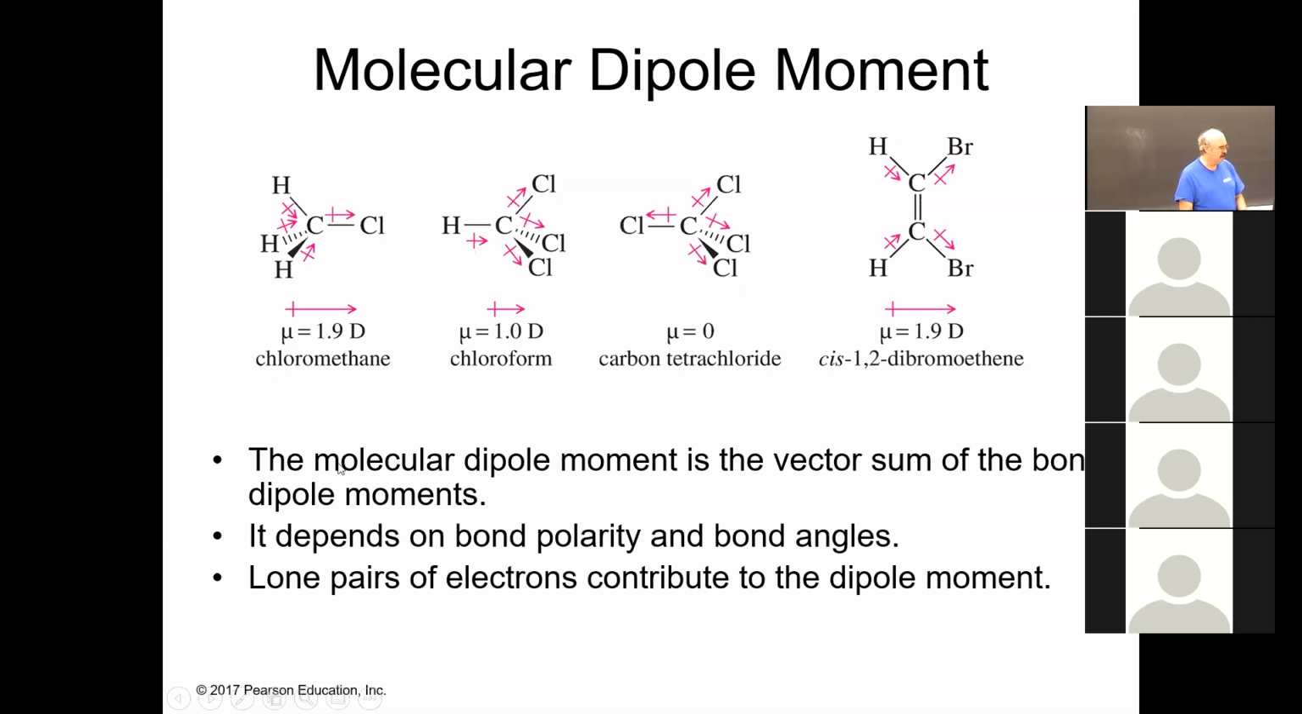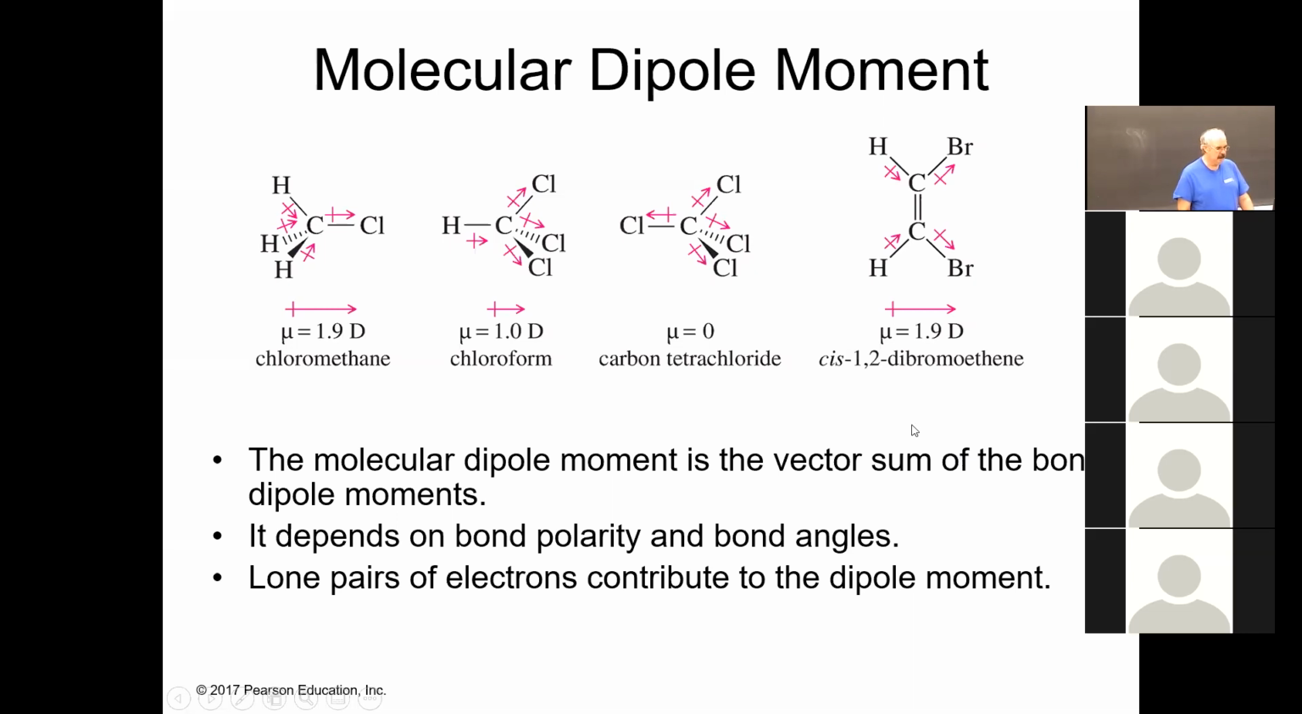So in the case of chloromethane, there is a very slight pull from carbon to hydrogen. There is a large dipole from carbon to chlorine. These do not all cancel each other out. So this has a molecular dipole. Same way with chloroform. Carbon tetrachloride, however, has a zero dipole moment. These all cancel each other out. The molecular dipole is the vector sum of the bond dipoles.